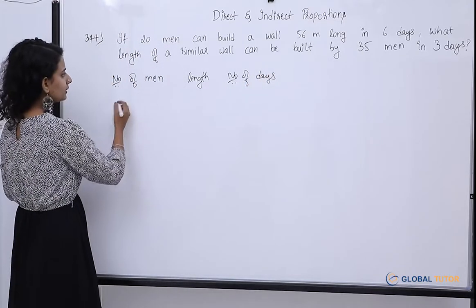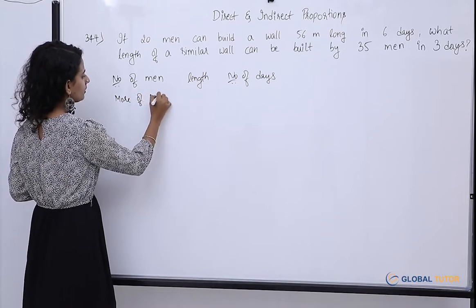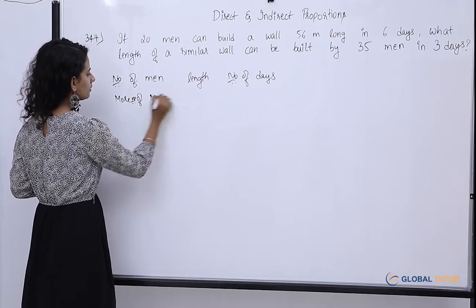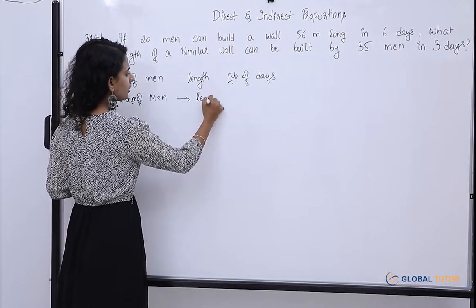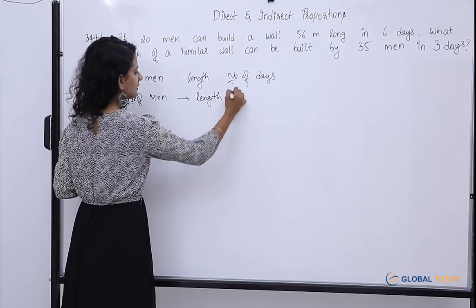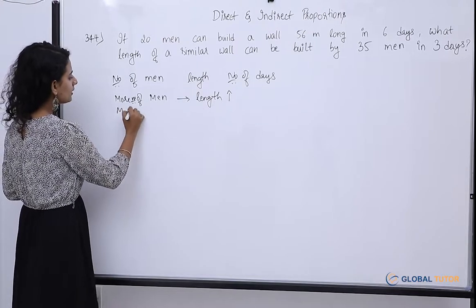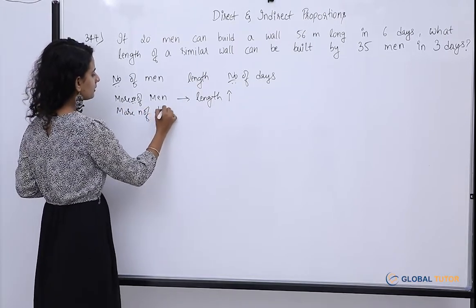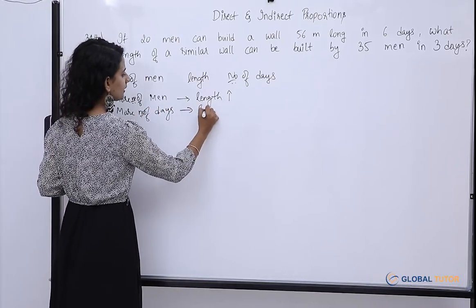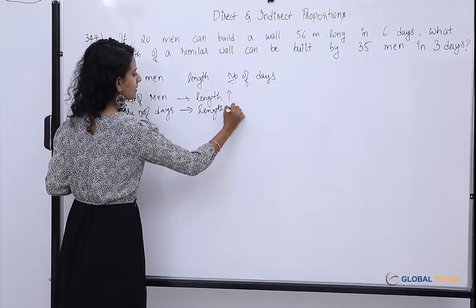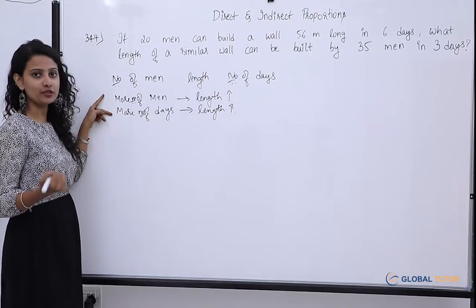If you observe, if there are more number of men, then the length can be increased, right? And if you have more number of days, here also length can be increased. So these two are directly proportional to each other.